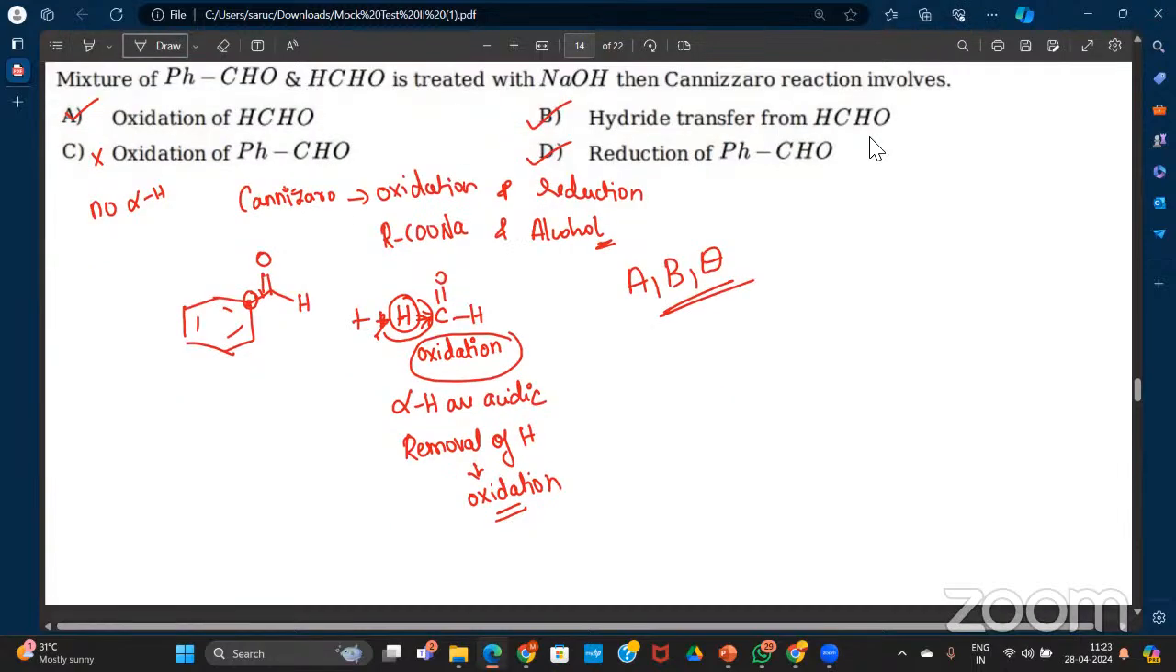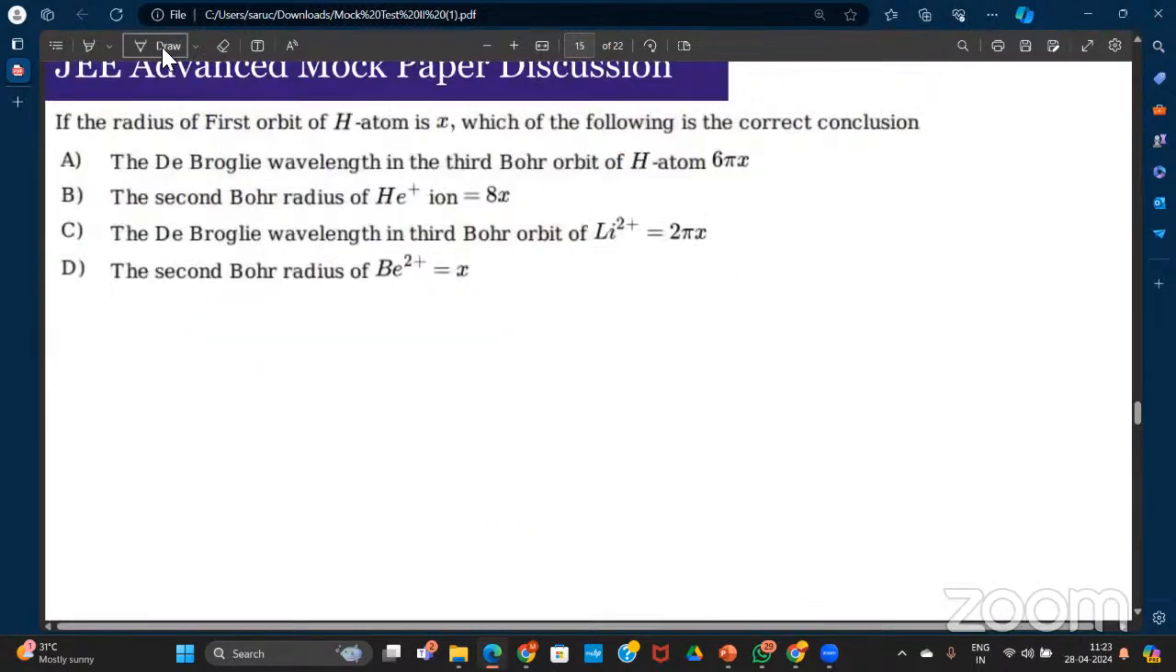Yes. Moving to the next question. If the radius of the first orbit of hydrogen is x, which of the following is the correct conclusion? The de Broglie wavelength in the third Bohr orbit of hydrogen is 6 pi x.